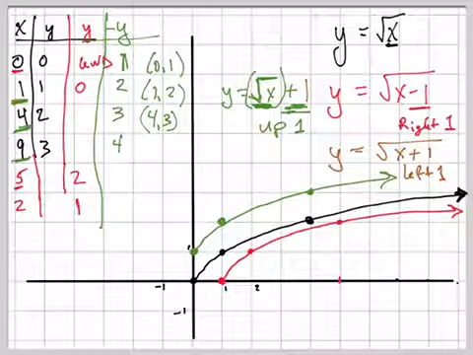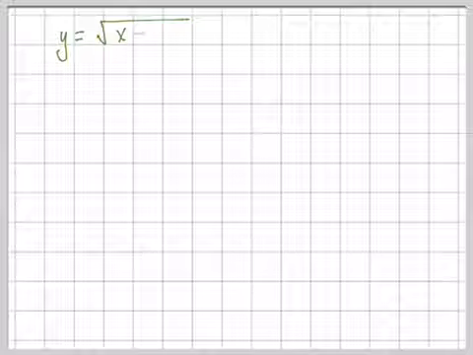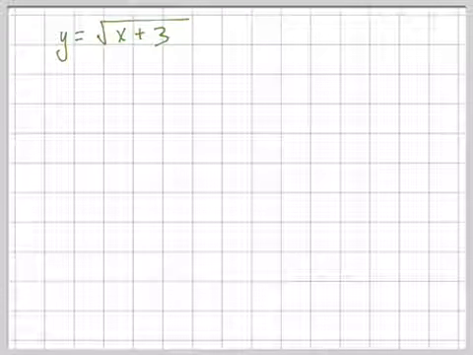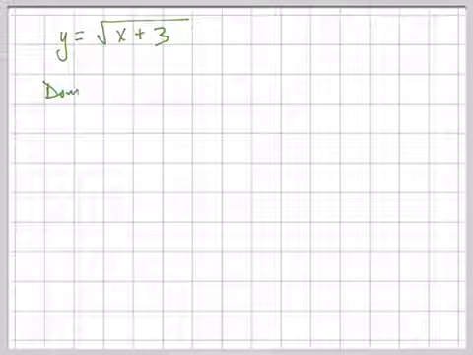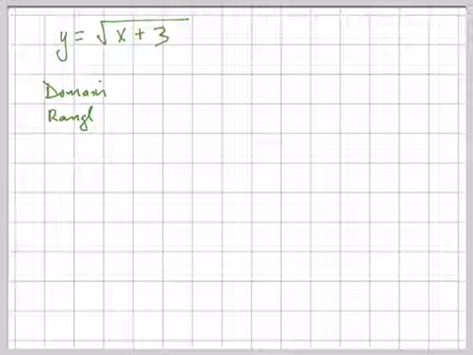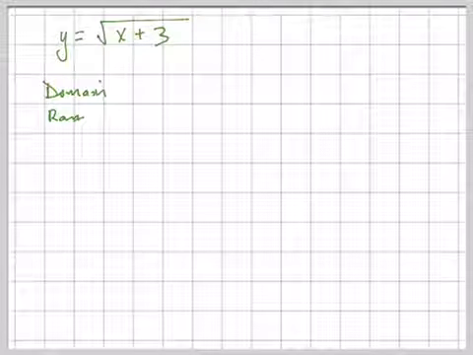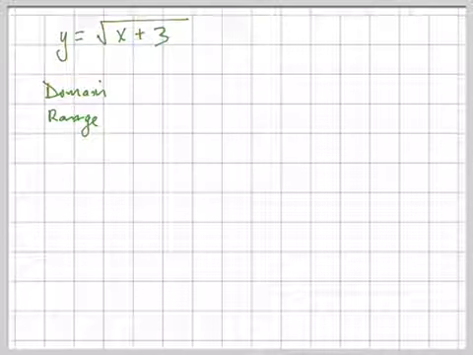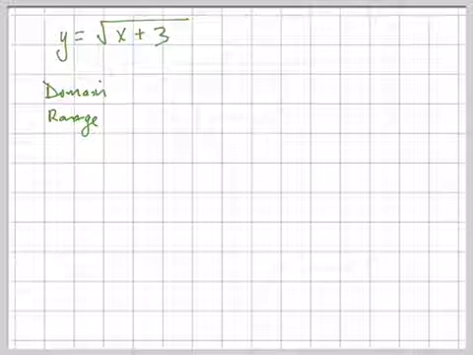Okay, so let's do a problem now. Y equals the square root of x plus 3. I want you to graph it and tell me the domain and range. Okay. Domain, range, and then graph. We'll put the graph in as well.